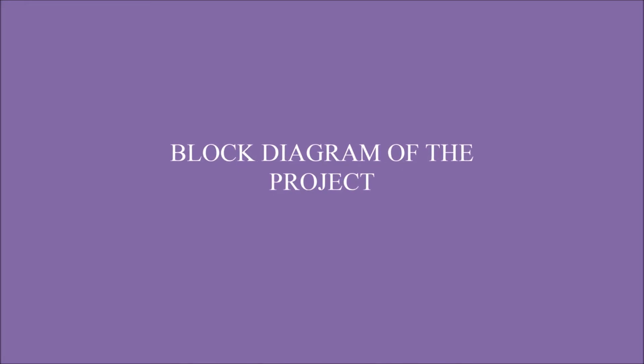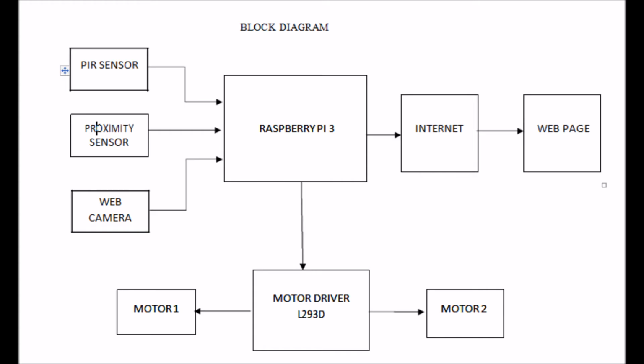This is the block diagram of our whole project, consisting of Raspberry Pi 3, USB camera, motion sensor, mine sensor, and motor driver to control the motor directions. Here Raspberry Pi takes input from the motion sensor to detect the presence of motion. And it also takes input from the mine sensor to detect the presence of metal in the surroundings.